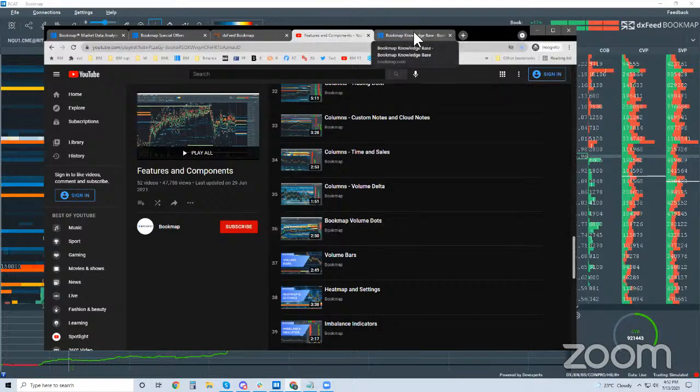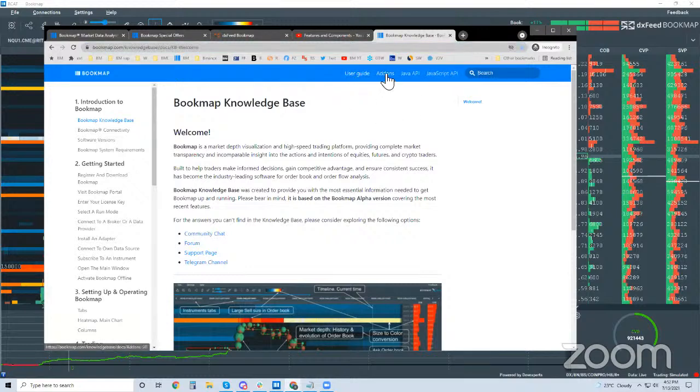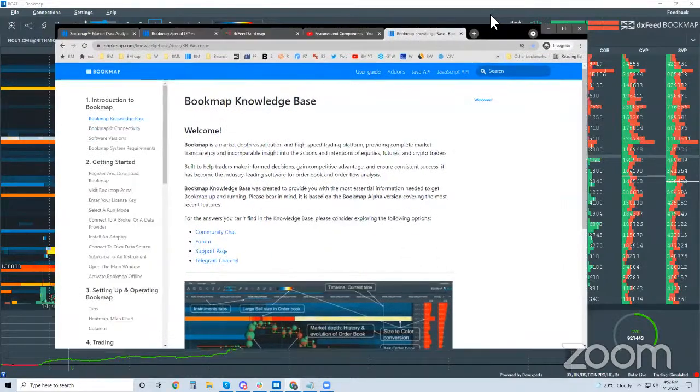And then also our Bookmap knowledge base. I showed you on the toolbar where that is from bookmap.com, and this will bring you into the knowledge base, and you can do a search here. We're in the user guide section. There's an add-on section. There's a Java-based API or JavaScript API as well. You can click on these links here. There's that connectivity guide here. All sorts of stuff in here. This is our user guide basically. This will answer a lot of your questions.